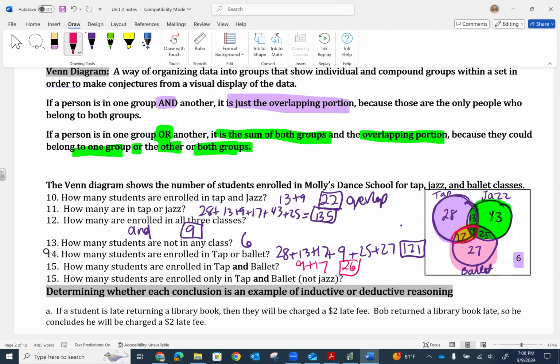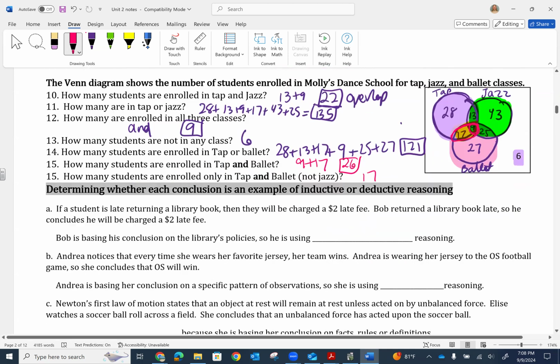Well, who's in tap and ballet, but not in jazz? Okay, well, that would just be 17. Okay, because you see how 9 in the middle are going to be in tap, ballet, and jazz. They just want tap and ballet, but not jazz. Okay, so that'd be 17. So these are good questions, and and implies they're in the overlapping region between the two places, or implies one or the other or both. So that would be how you kind of talk about those.